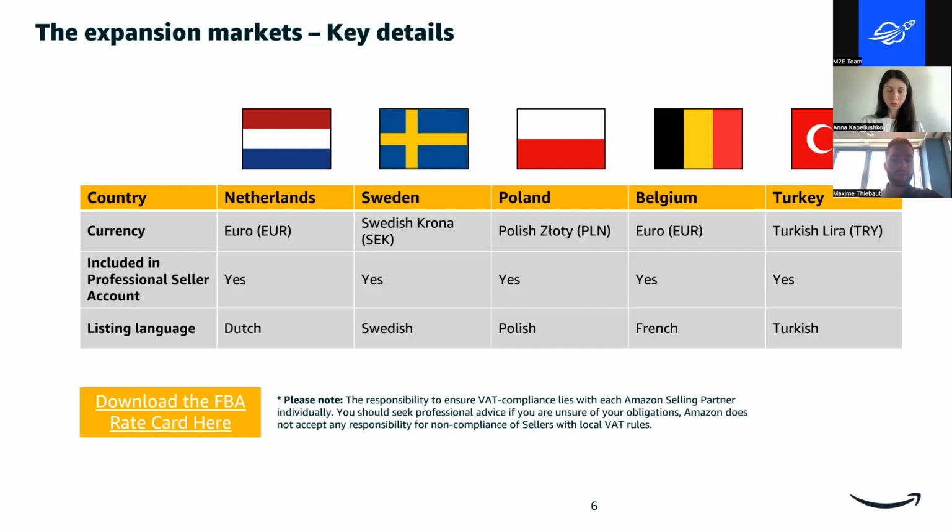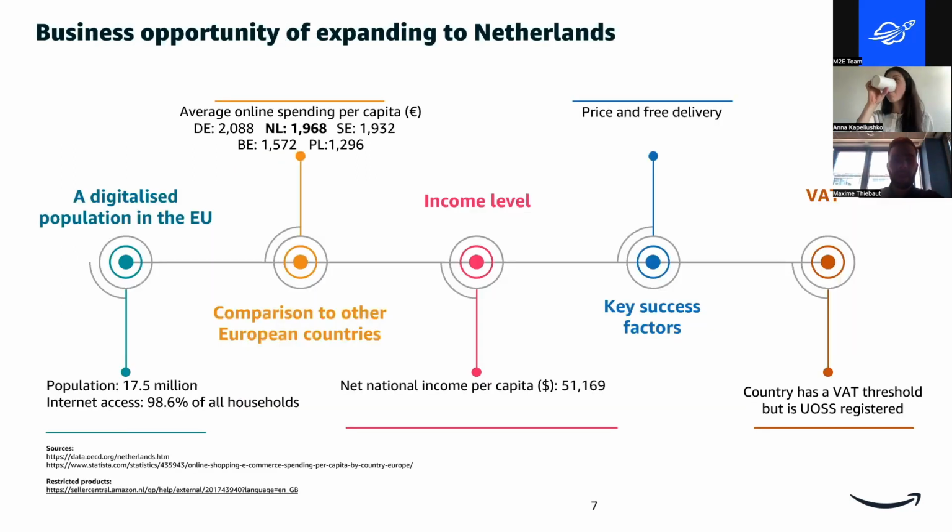I'm going to share the presentation with you also. As you can see below, you have what we call the FBA rate card. It's all information in a table where you can see the different fees for all countries for the same product category. Just some information for you to understand how important it is to sell in these expansion marketplaces.